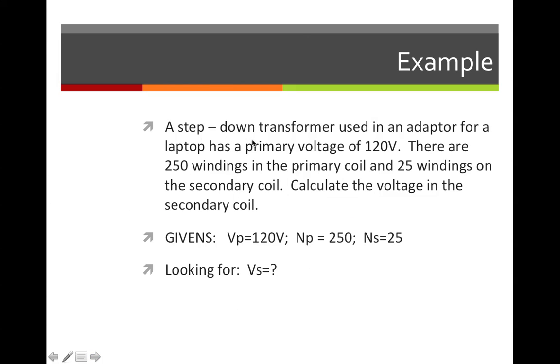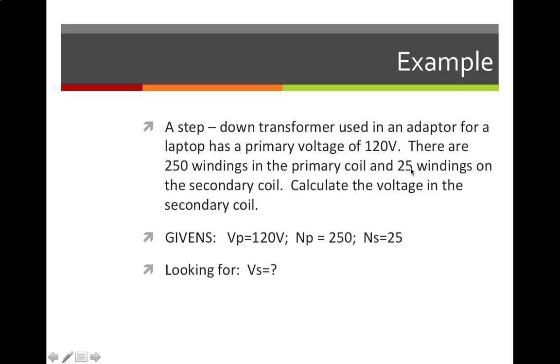So here we have a step-down transformer. The input voltage is 120. The windings, or the number of wraps, the primary coil has 250 and has 25 on the secondary. So calculate the voltage. It comes in at 120, and then we don't know what it comes out at, but we do know the ratio of the number of wraps, and that's sometimes called the turn ratio for the transformer.